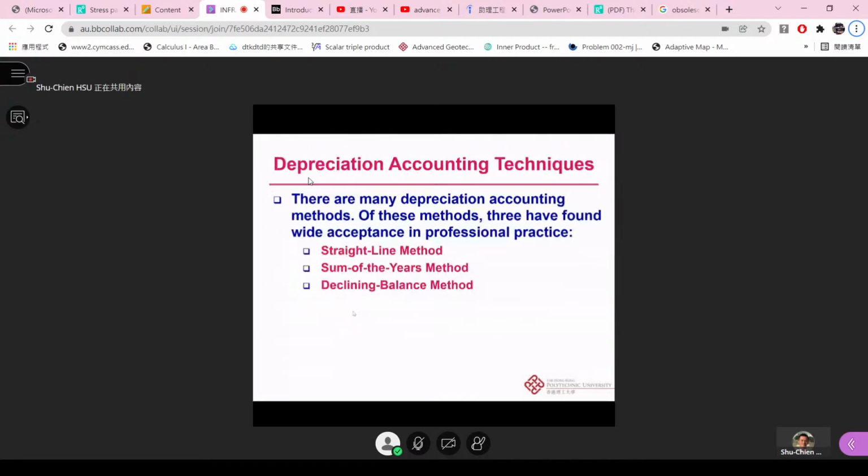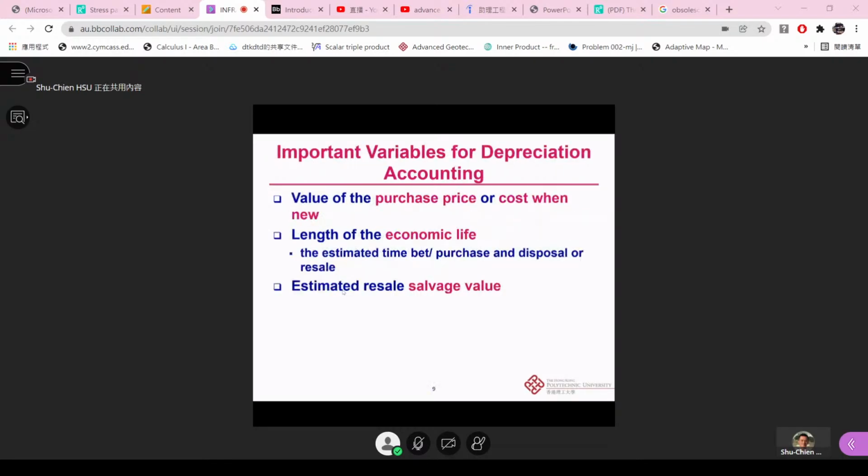So now we will talk about three very basic depreciation accounting techniques. There are many, but we just talk about those with wide acceptance and very common in professional practice. The first one is the straight line method. The second is the sum of the years method, and also the declining balance method. So we will start with some very important variables for depreciation accounting: the value of the purchase price or the cost when new.